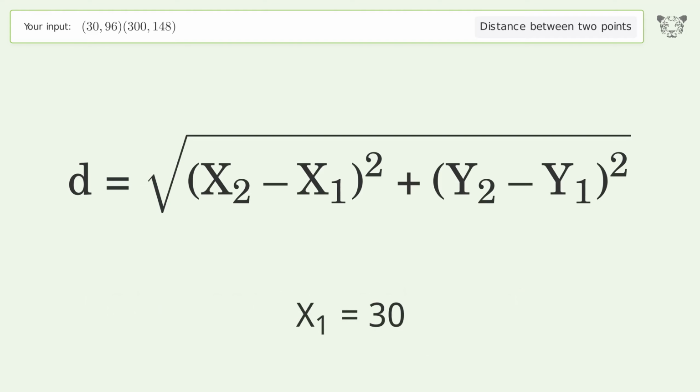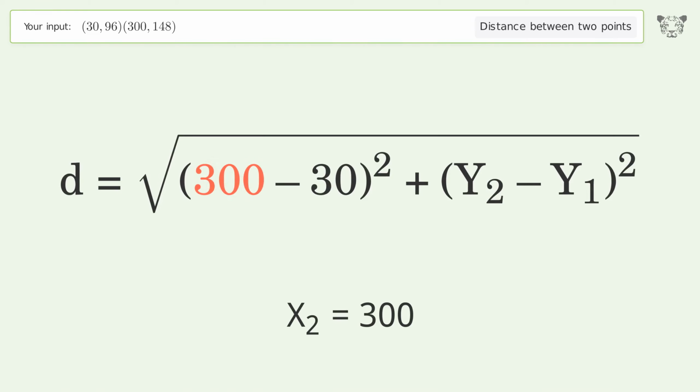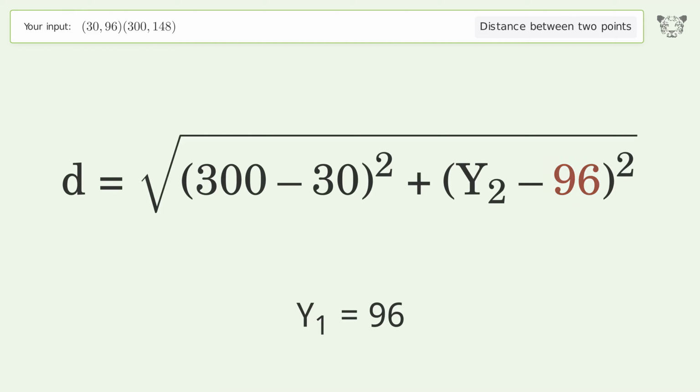x1 equals 30. x2 equals 300. y1 equals 96. y2 equals 148.